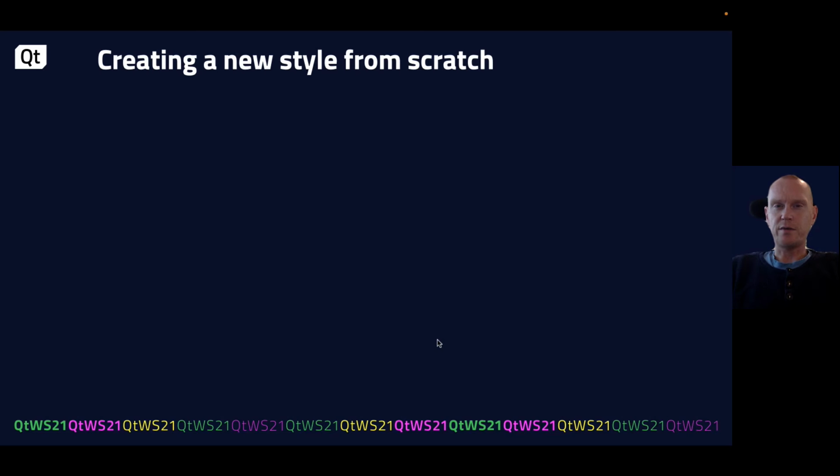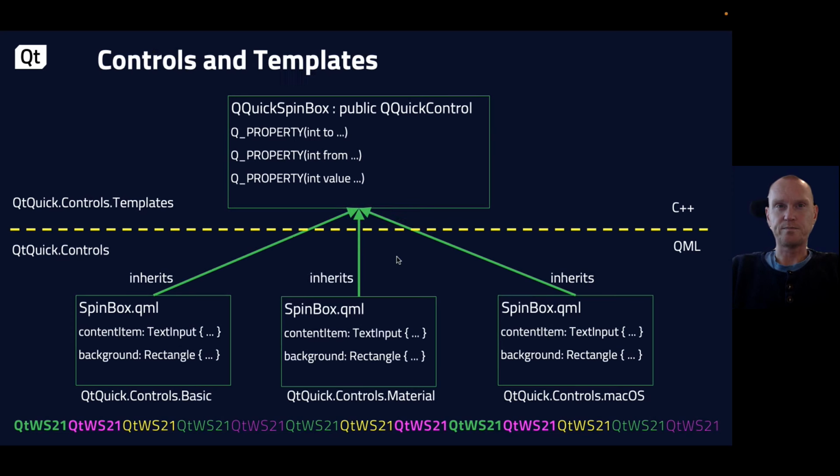But in order for you to do so, there is a couple of things you should know about how a control is actually implemented. Every control basically consists of two parts, one written in C++ here on the top, and one written in QML here at the bottom. The idea is that all the logic of a control is written in C++ in something called a template. And to avoid any confusion early on, these are not C++ templates, but just normal C++ classes. They are named templates because they are the base classes that all the styles inherit from.